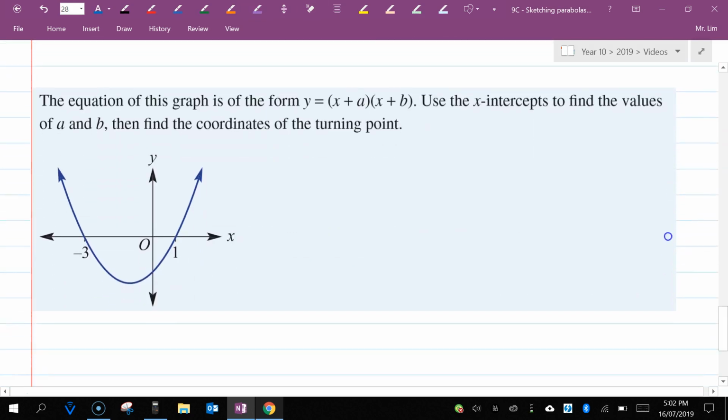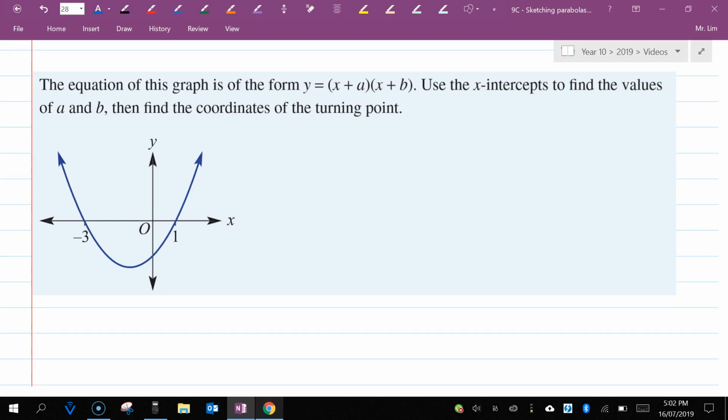Okay, one more question. The equation of this graph is of the form y is equal to x plus a times x plus b. Use the x-intercepts to find the values of a and b, then find the coordinates of the turning point. Now remember when I was saying before, when we had y is equal to, let's say, x plus 3 squared plus 2, something like that. This was in the transformations video, that this shifts it to the left by 3. Well, in this case, something has been shifted to the left to minus 3, therefore this has to be plus 3.